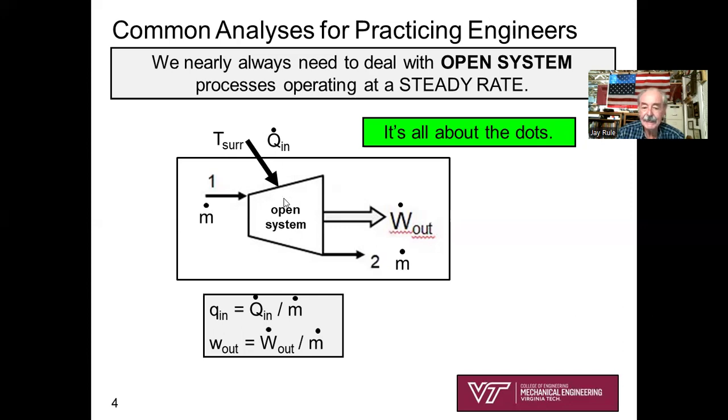Similarly, heat is flowing into the system at a certain rate, Q dot, and power is being generated by the open system, so it's W dot. And then remember in the back of your mind, the textbook uses an awful lot of these little q's and little w's, and remember that little q is going to be Q dot divided by m dot, and little w is W dot divided by m dot. It's rate over rate, and that's the way you get little q and little w in terms of units of kilojoules per kilogram.